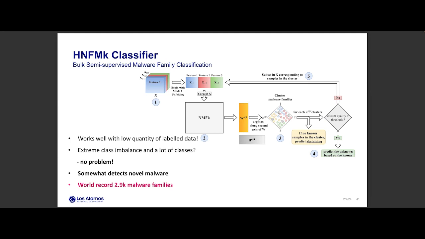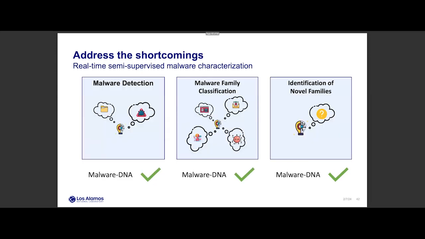It was okay in detecting novel families, but it was really good at working on a large number of malware families, 2,900 malware families that we were able to classify with this. So we needed to also address the other shortcoming. We want to detect novel malware families.